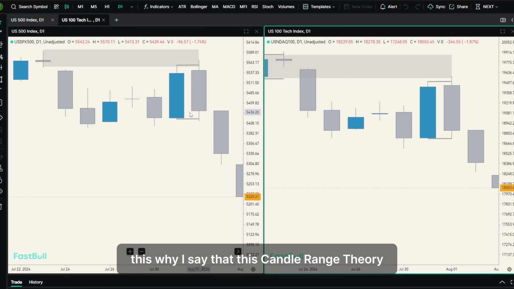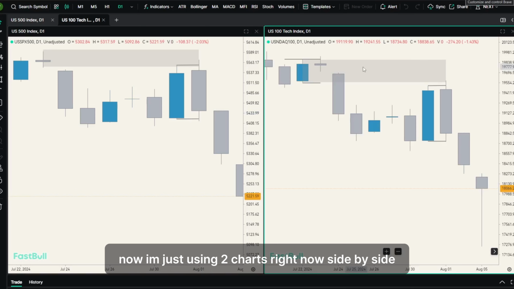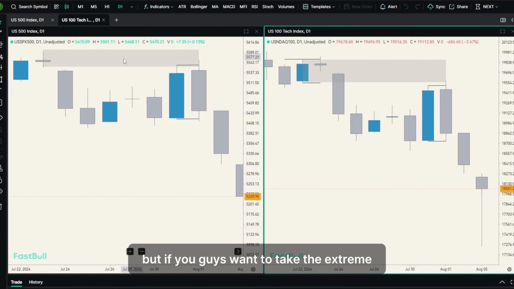This is why I say that this candle range theory can allow you to predict every single candle when using it in correct confluence. Now, I'm only using 2 charts right now side by side, but if you want to take this to the extreme, that is definitely possible.